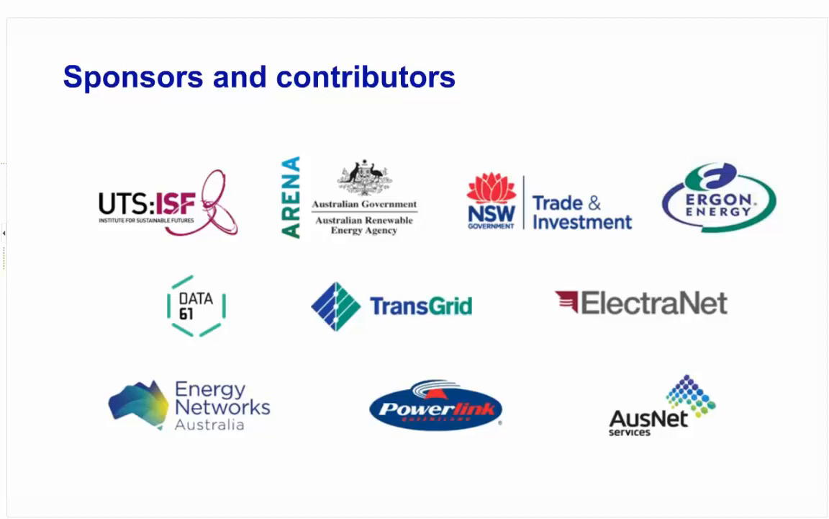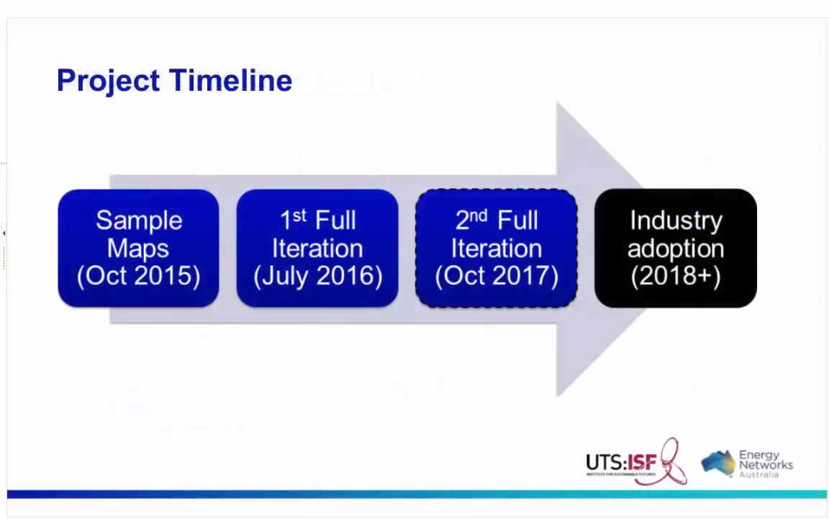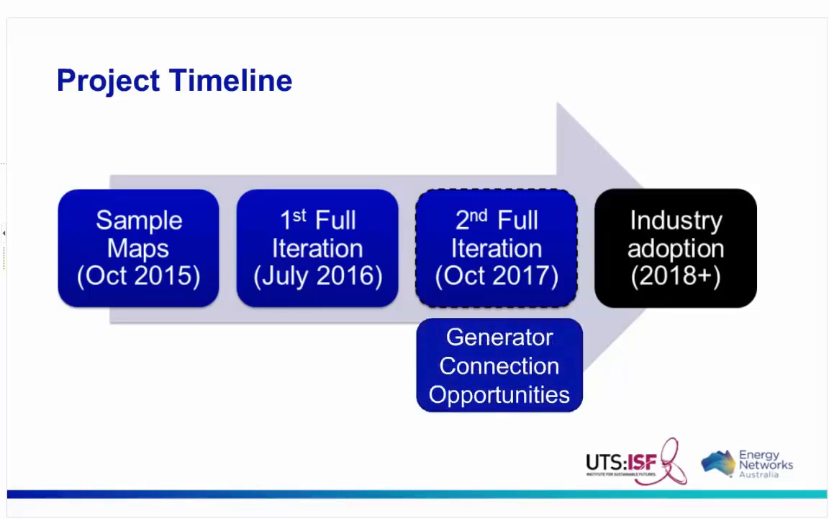So this is, as Chris mentioned, a culmination of a 3-year research project. This is the project timeline. We started with a set of sample maps in 2015, built to full coverage maps last year, and now this is the fully featured, streamlined version of the full coverage maps being released in 2017. Beyond the completion of this project is where the industry adoption comes in, and where Energy Networks Australia's role is in taking these maps forward in an ongoing way. And you can see here that we've just bolted on the generator connection opportunities as a variation to the project, just coming in the 3rd year.